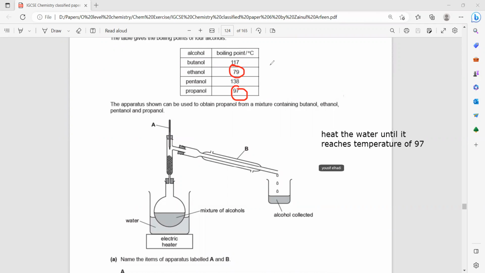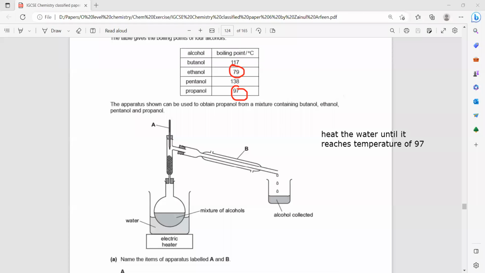We will first need to distill our ethanol. Yes, that's right. First, we have to heat till the boiling point, 97. But this is not the full answer, because first we'll have ethanol, which is 79, the one having a lower boiling point. So heat to remove ethanol first and then continue the heat until we reach 97 and we collect propanol. So 1 mark. Propanol in a different receiving flask, we can mention. Yes, you can mention that as well.